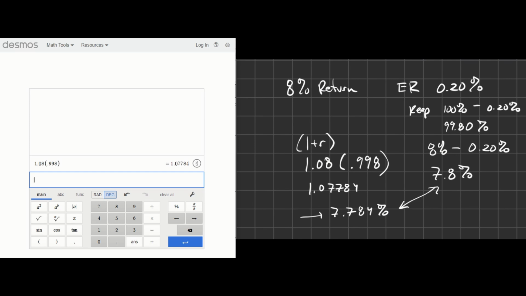In this case, it's not a huge difference, and that's because the expense ratio is low. But as we saw before, if this expense ratio is higher, then it's going to make a much bigger difference. It's going to throw your calculations off.